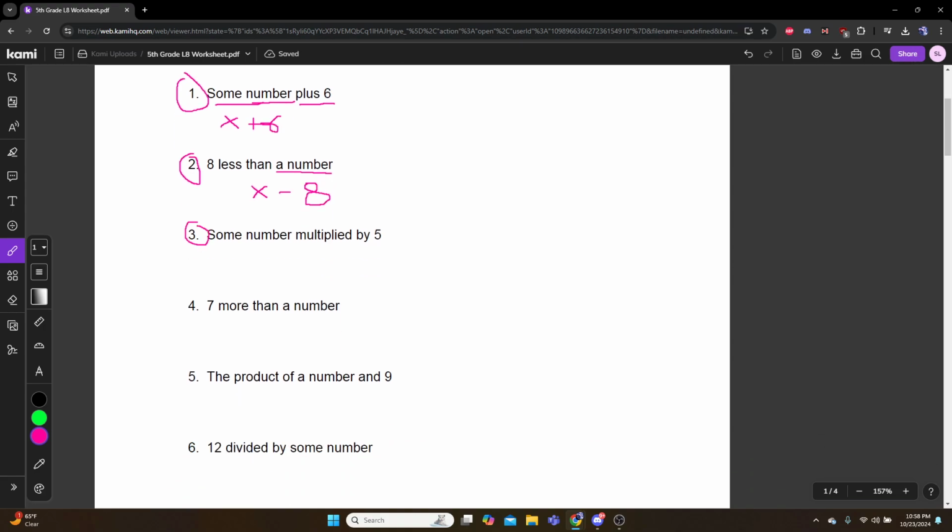And number 3, some number multiplied by 5. So let's say our number is x, some number again, and then multiplied by 5. So we multiplied this number by 5. Now, 7 more than a number. So once again, just a number, and then we add 7 to it because it's 7 more.